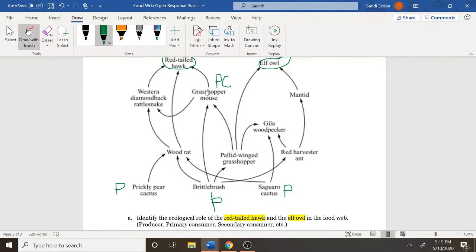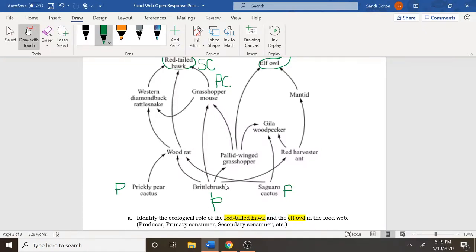And the hawk can eat that mouse, right? So if you eat a primary consumer, we're just going up in terms of our numbers. So primary is the first consumer, right? Now we're at the second level, so we're the second consumer. And we often say a secondary consumer, so that would be our red-tailed hawk. All right, so our red-tailed hawk can be a secondary consumer.